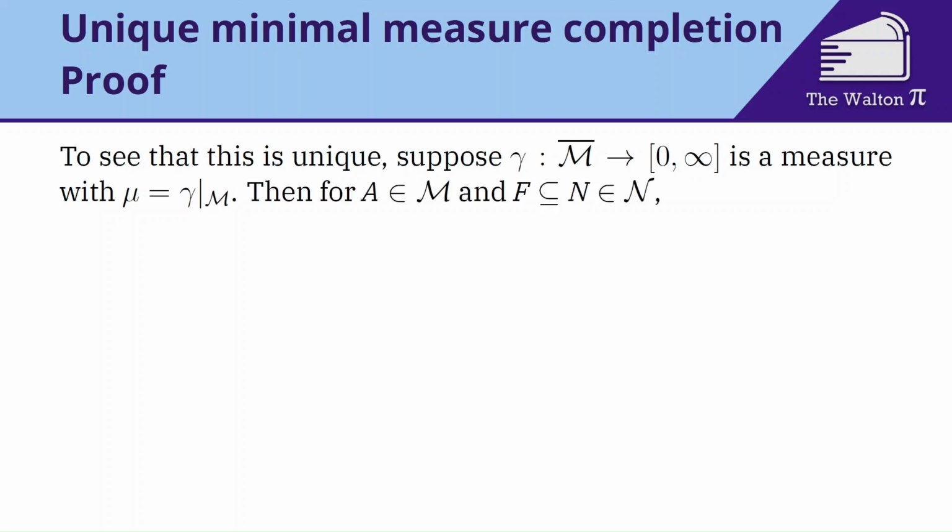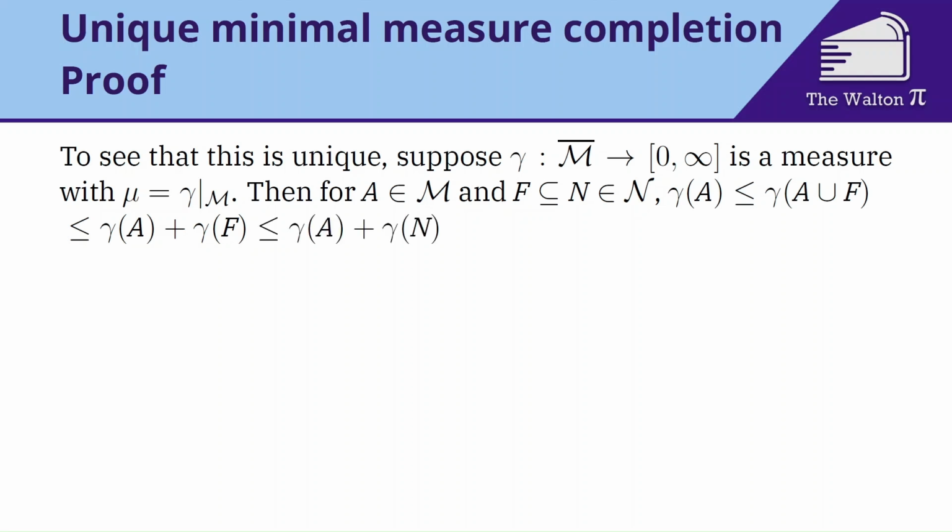And now to see that it is unique, suppose that gamma is also a measure that extends mu. So then pick some A in M and F a subset of a null set. Gamma of A is less than or equal to gamma of A union F, which is less than or equal to gamma of A plus gamma of F. This is using monotonicity and subadditivity again, which is then less than or equal to gamma of A plus gamma of N. This is by monotonicity, which is gamma of A plus 0.